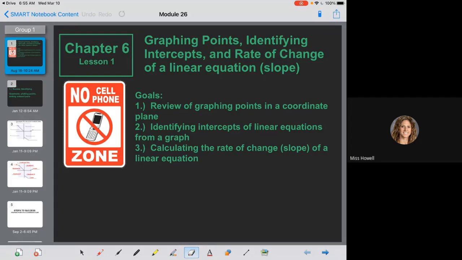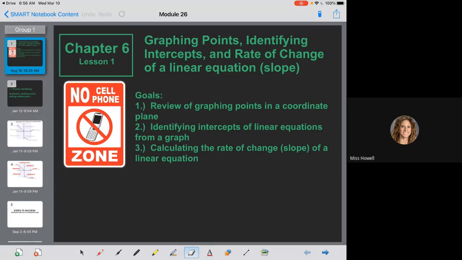So to help us with those linear relationships, we need to have a basic understanding of three things. How to take what's called an ordered pair and graph it in a coordinate plane. Or if we have a point in a coordinate plane, can we identify its location as an ordered pair? Can we identify a linear relationship's x and y intercepts, which are two important points on our graph? And can we describe the rate of change, or what's called the slope, of that linear relationship?